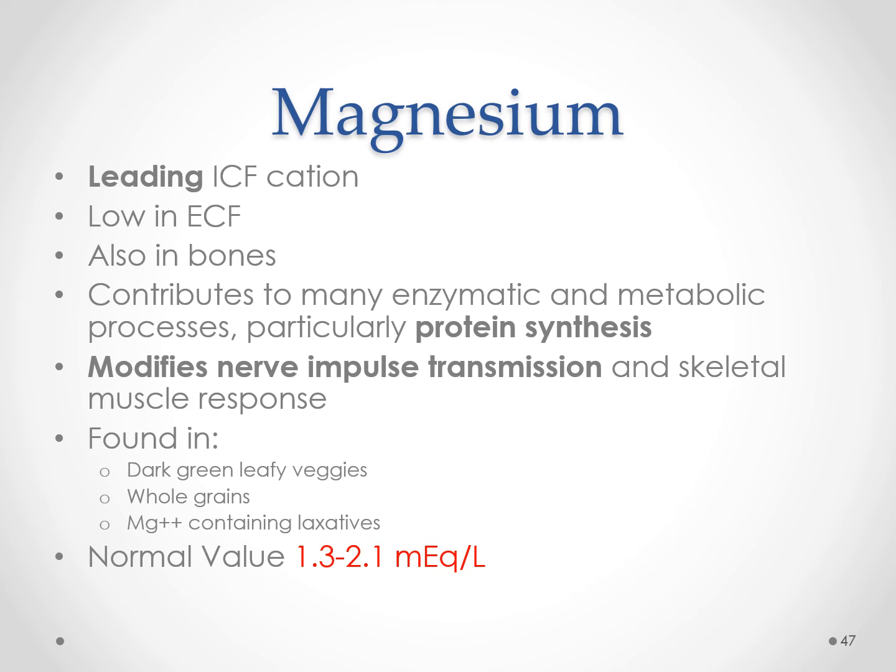This is really important in pregnancy because what is the uterus? The uterus is a large muscle, right? So when there is a problem, we give magnesium to stop certain processes, and it's because it's a skeletal muscle response. Magnesium is found in dark leafy green vegetables, whole grains, and magnesium-containing laxatives.